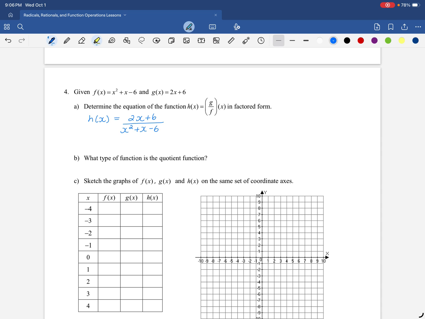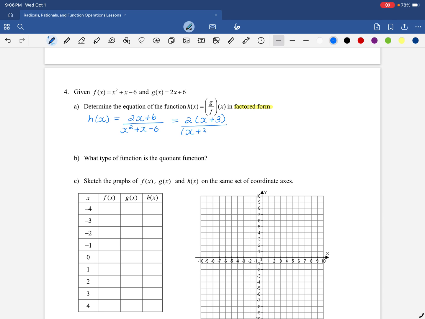Now it does indicate very clearly, hey, you want to make sure you keep going until you're in fully factored form. Okay, so let's go ahead and factor this out. So common factor of 2 on the top. In the denominator, it looks like we have a product of -6, a sum of +1, so we should be able to use a +3 and a -2.